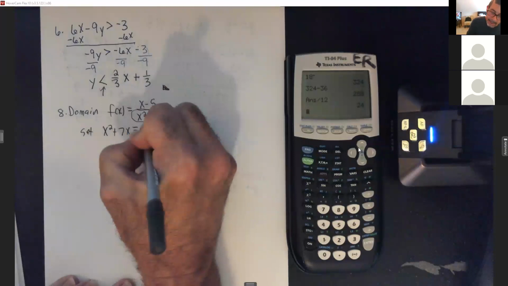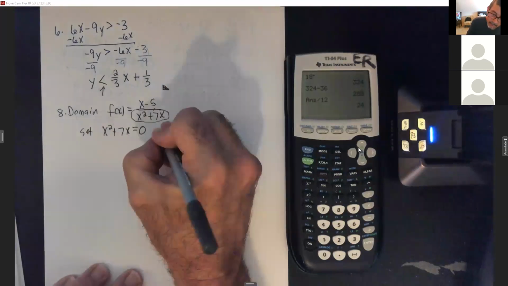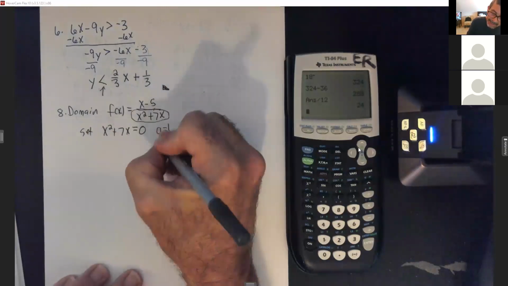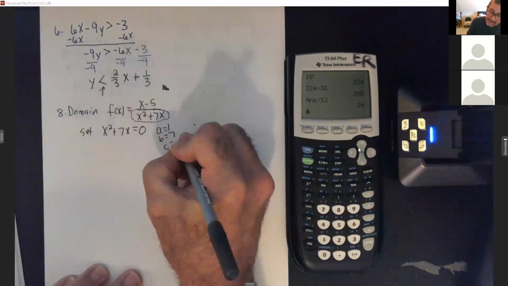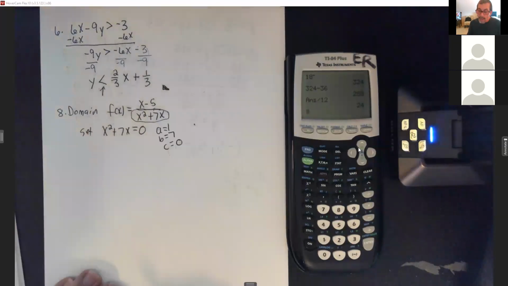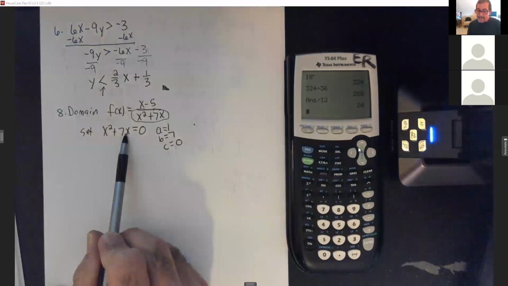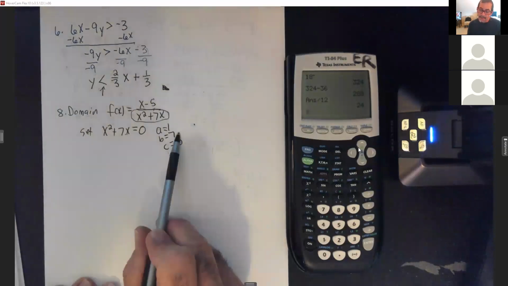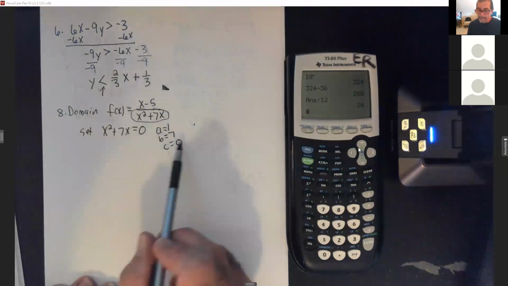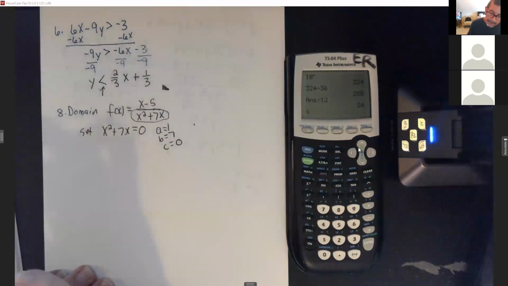At this point, if you wanted to use the quadratic formula, you would have a is 1, b would be 7, and c would be 0. Remember, you do have the x term this time, so the x is the 7, and there's not a number at the end, so that would be your 0. So the quadratic formula would kick out your answers.